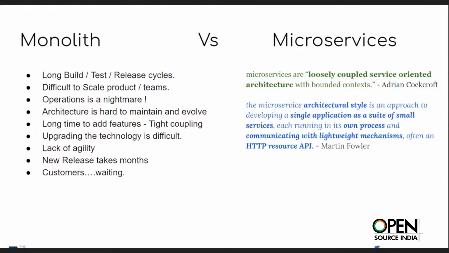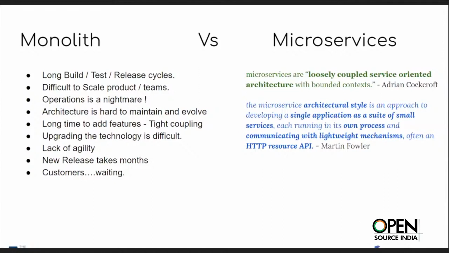Also, the features of monolithic products are quite tightly coupled, and that gives us no room for improving on the technology set or trying out new technologies for various different services. So upgrading the technology becomes really difficult in that case, which brings us to the lack of agility. We are not quite agile, and the delivery of the product is slow, due to which the releases take months, if not years.